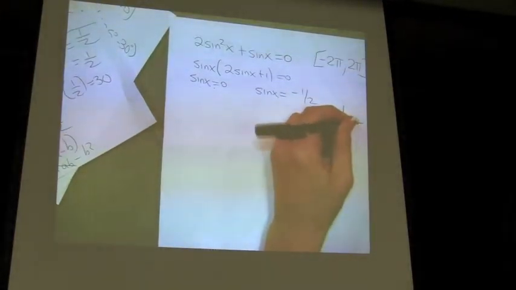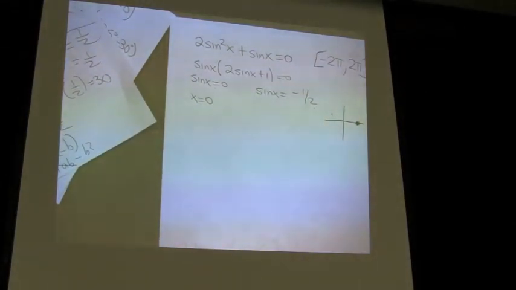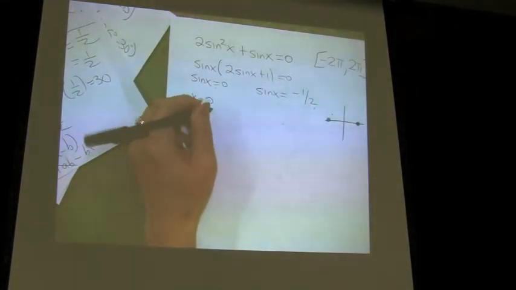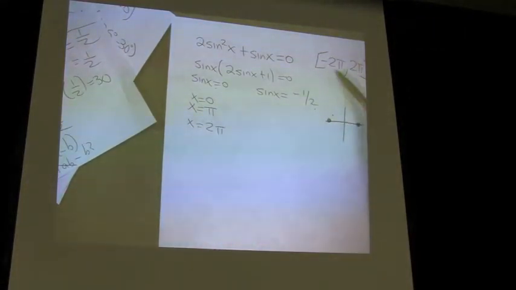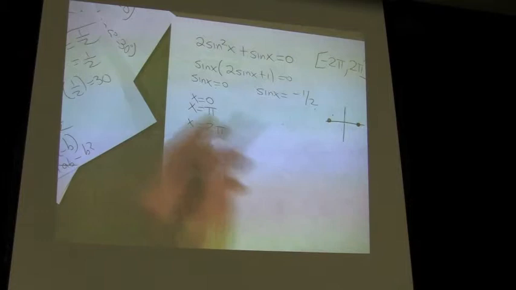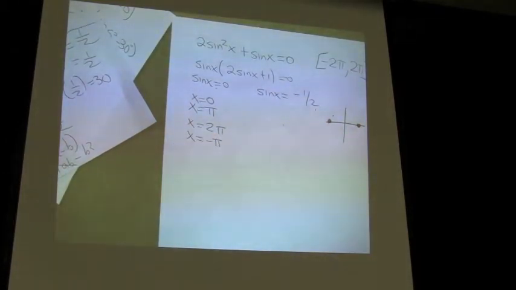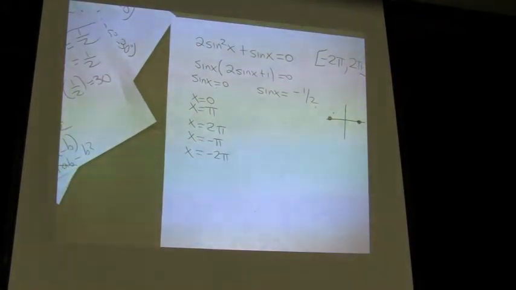Well, sine is 0 at 0. Where else is sine 0? At pi. Where else is sine 0? At 2 pi. My interval says go the other direction too. Where else is sine 0? At -pi. Where else is sine 0? At -2 pi. So this is what I mean by I'm not using my arc formulas.